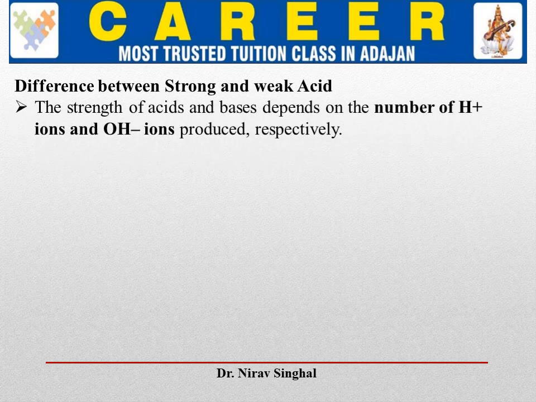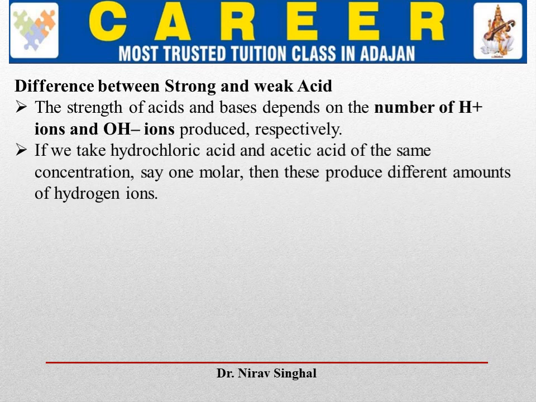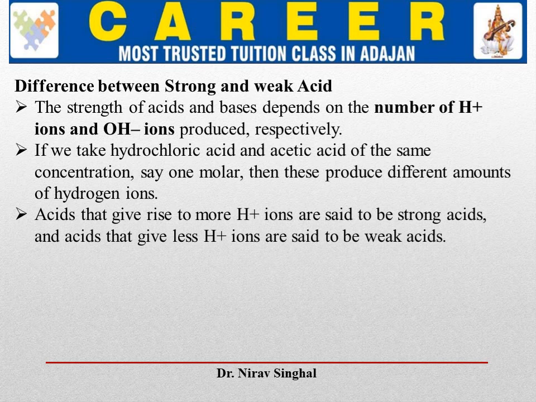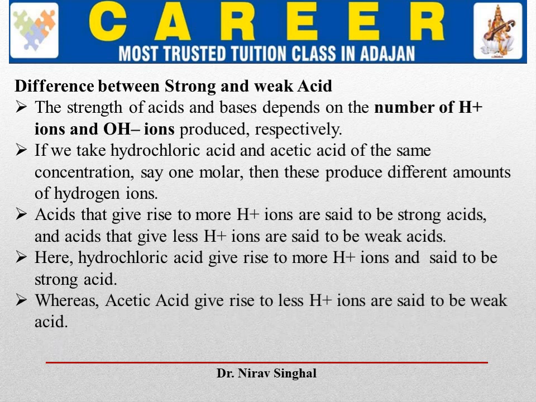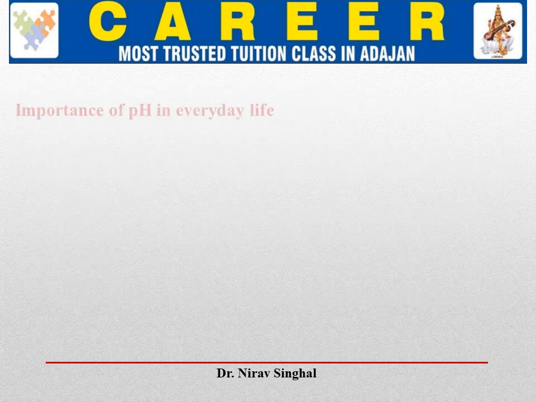The strength of an acid depends on the number of H plus ions. If we take hydrochloric acid and acetic acid at the same concentration, 1 molar, they give different hydrogen ion concentrations. The acid which gives more H plus ions is considered a strong acid, and those which give fewer H plus ions are considered weak acids. Here hydrochloric acid gives more H plus ions, so it is a strong acid, and acetic acid has a lower concentration of H plus, so it is weak.